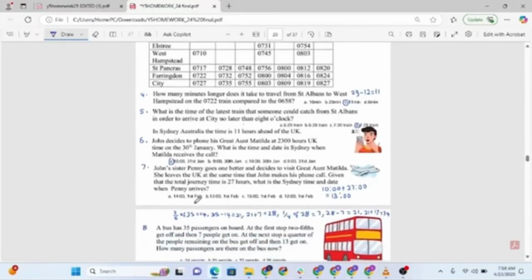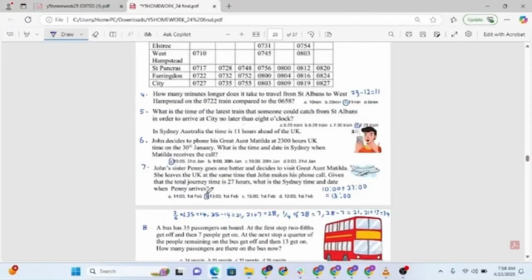Question 7. John's sister Penny decides to visit Great Aunt Matilda in person. She leaves the United Kingdom at the same time John makes his phone call, which is 2300 hours on the 30th of January. The total journey time is 27 hours. What is the time and date in Sydney when Penny arrives? The correct answer is option B, 1300 hours on the 1st of February.